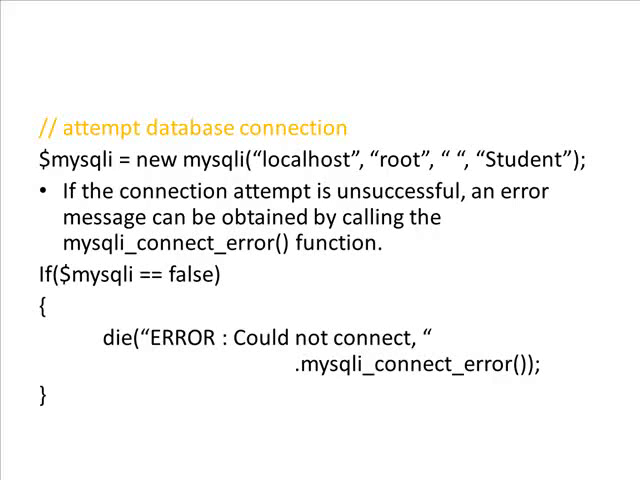Assuming the connection attempt is successful, this object instance represents the database connection for all future operations and exposes methods for querying, fetching, and processing result sets. If the connection attempt is unsuccessful, the object instance will become false. An error message explaining the reason for failure can then be obtained by calling the mysqli_connect_error function.